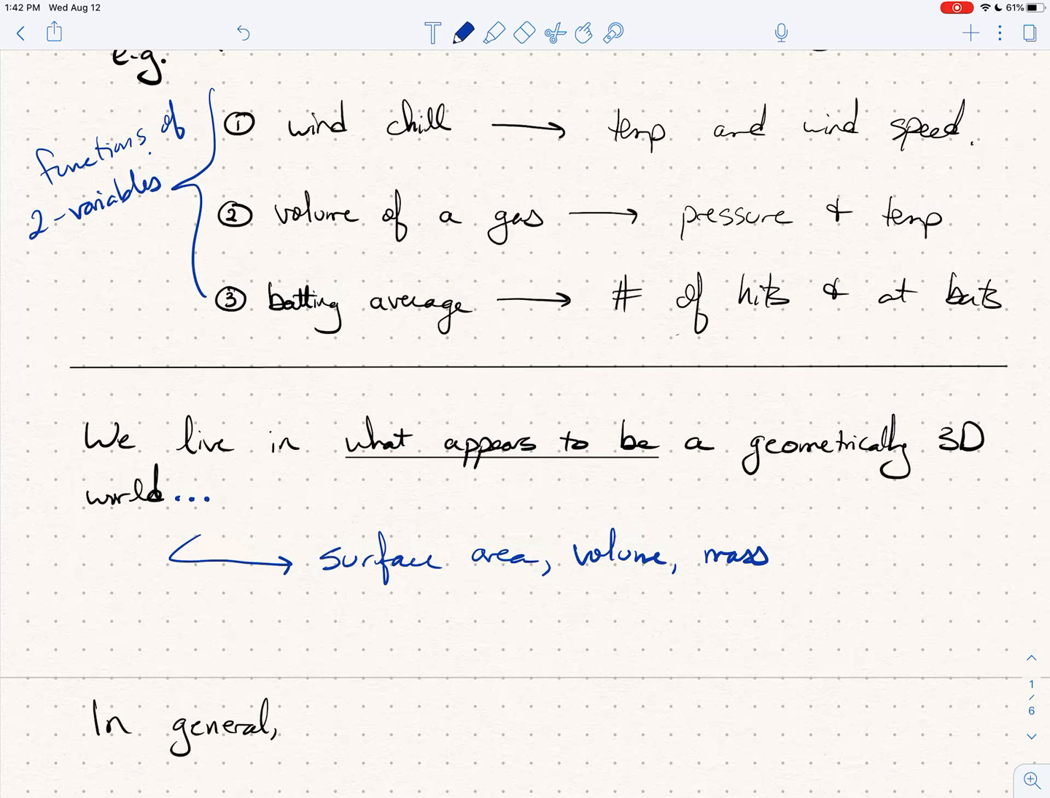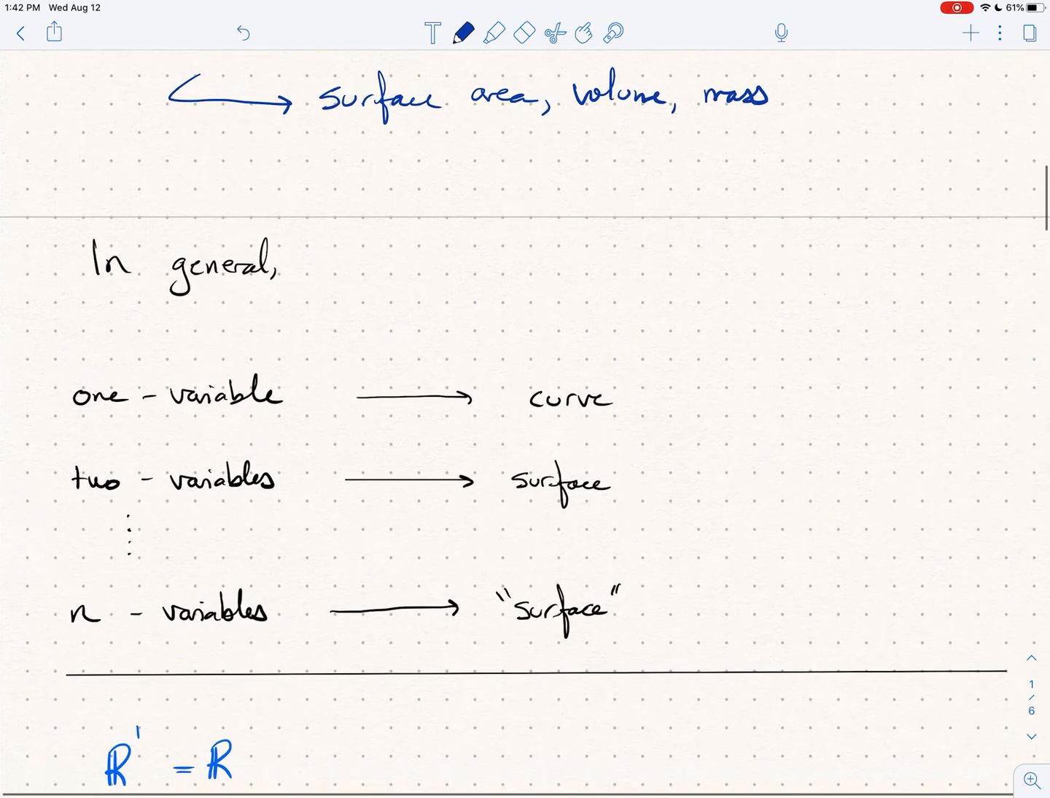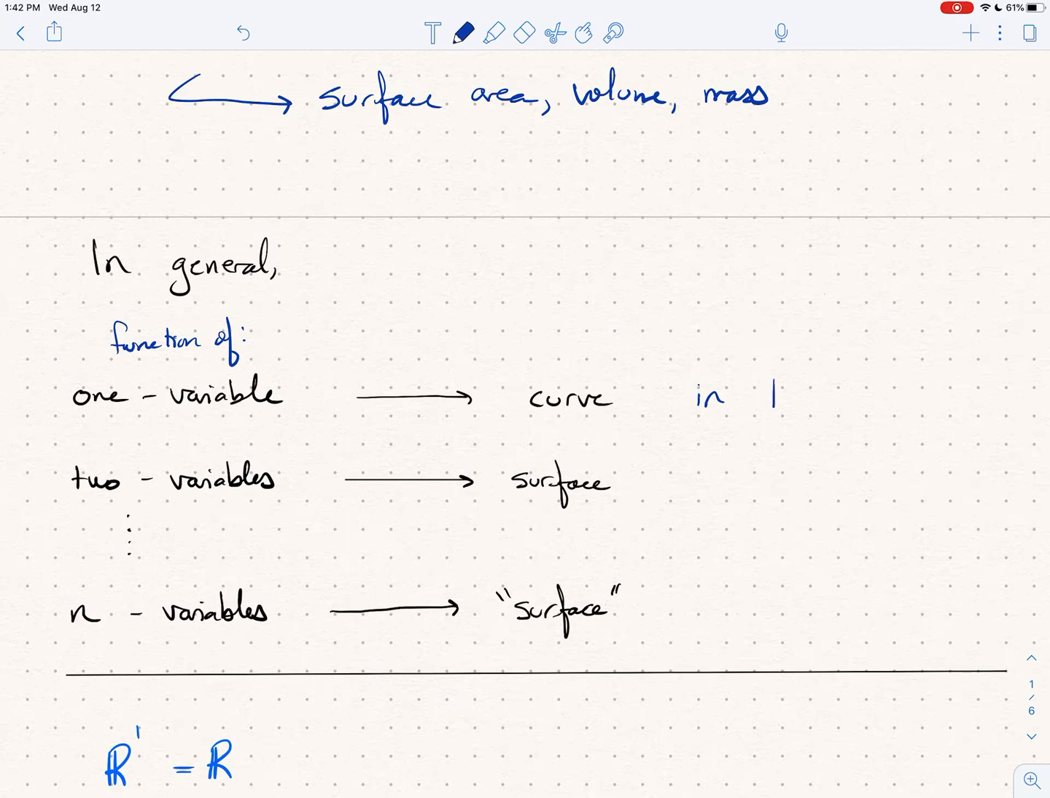So in general, if you have a function of one variable, you get a curve in, I'm going to write it as R2. That just means two dimensions. You get a curve in two dimensions. If you have a function of two variables, you get what's called a surface in three dimensions. So I'll write it in R3. We'll talk about that notation in just a minute. So this is a three-dimensional surface.